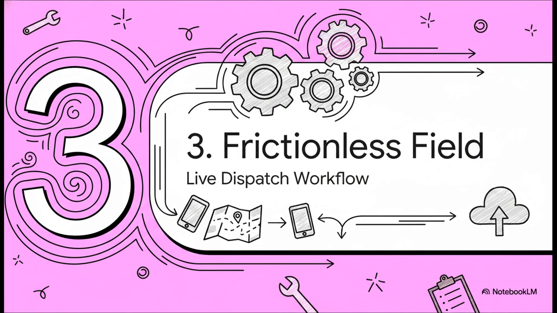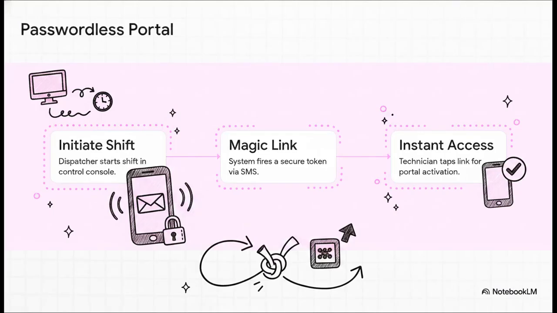All right, Section 3, frictionless field service, the live dispatch workflow. Think about the absolute chaos of managing a field team. This system completely overhauls that by eliminating passwords and app downloads entirely. Because let's be real, passwords get forgotten, they get mistyped, and they need resetting constantly out in the field. With Chameleon, the dispatcher just initiates the shift, the system fires off a secure magic link via SMS, and the technician taps it for instant portal activation on their phone. Boom. That one feature alone cuts out 95% of user support queries and login delays. You're saving hours of operational headache every single day.